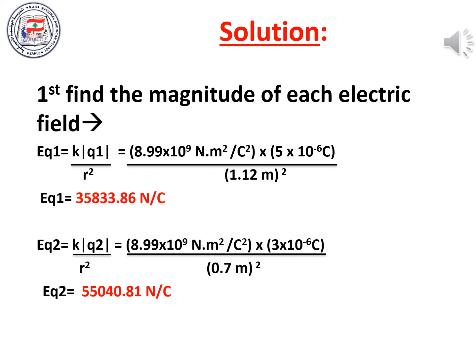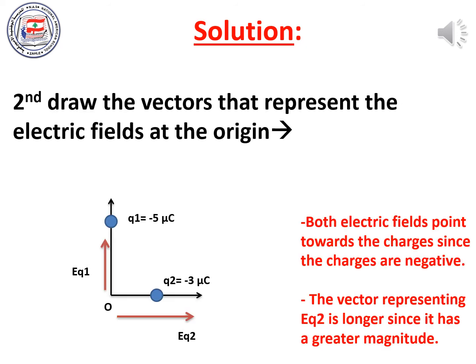So we convert it from microcoulombs to coulombs over 0.7 meters squared, which is the distance from Q2 to the origin. And the electric field due to charge 2 is equal to 55,040.81 newtons per coulomb.